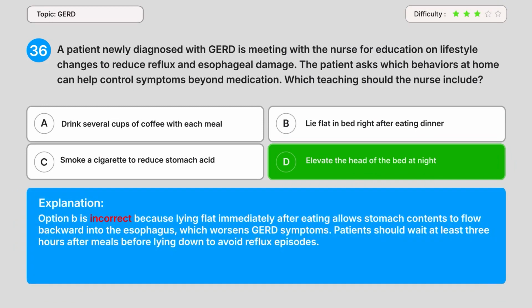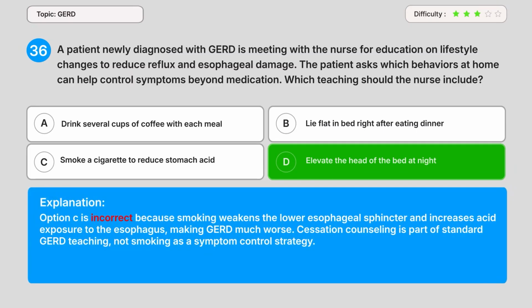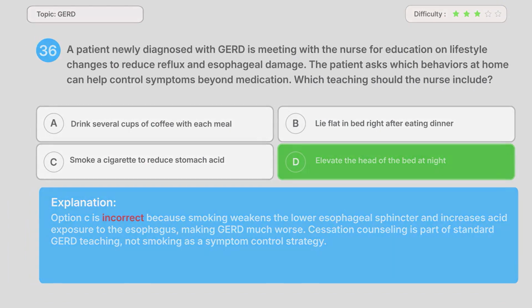Option B is incorrect, because lying flat immediately after eating allows stomach contents to flow backward into the esophagus, which worsens GERD symptoms. Patients should wait at least 3 hours after meals before lying down to avoid reflux episodes. Option C is incorrect because smoking weakens the lower esophageal sphincter and increases acid exposure to the esophagus, making GERD much worse. Cessation counseling is part of standard GERD teaching, not smoking as a symptom control strategy.